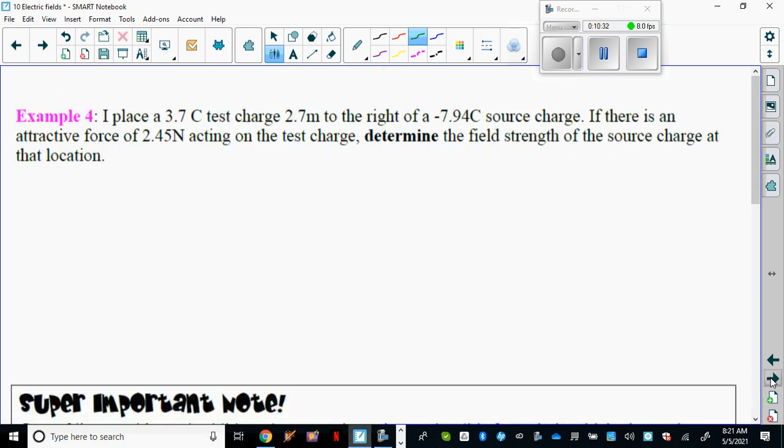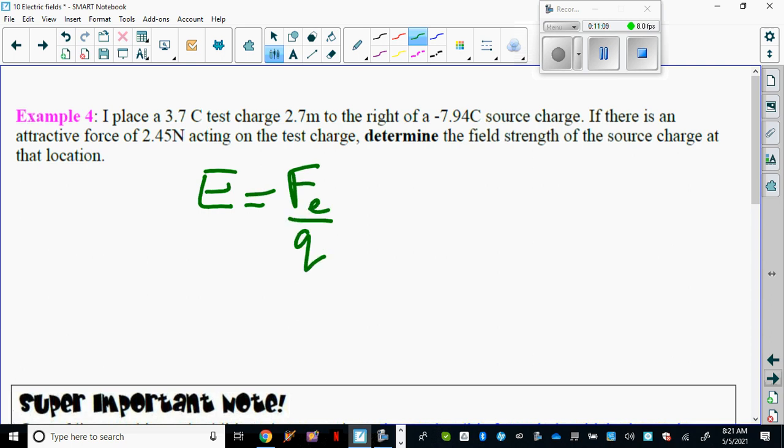We have an example. The example is pretty straightforward. It says I place a 3.7 coulomb test charge. Oh, that's a lot of charge. 2.7 meters to the right of a negative 7.94 coulomb source charge. If there is an attractive force of 2.5 newtons acting on the test charge, determine the field strength of the source charge at that location. Okay, so you have to be careful on this example because obviously we're going to use this formula that we just learned.